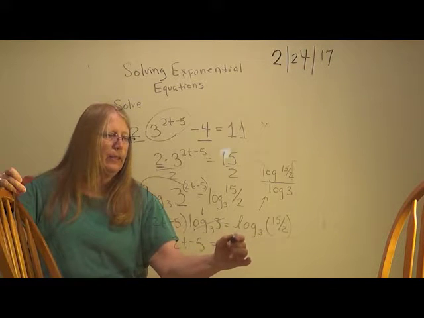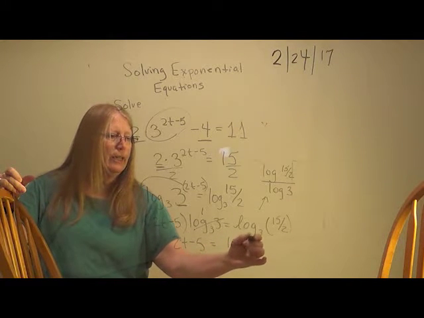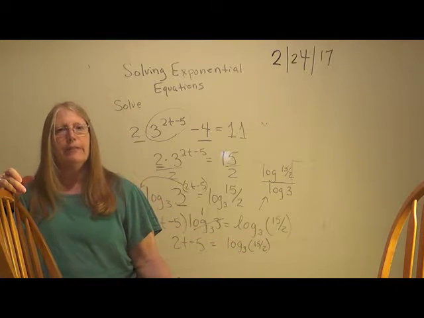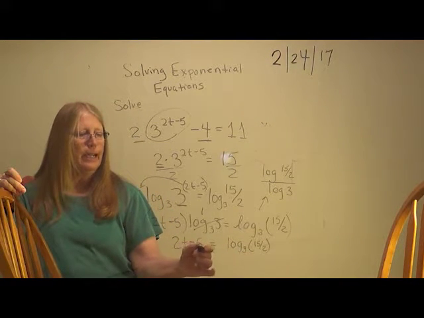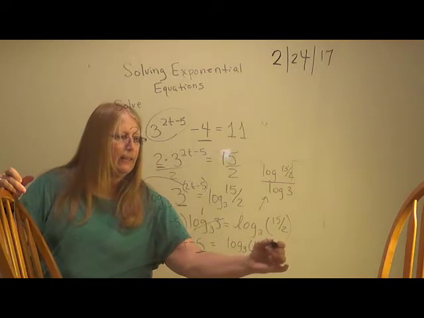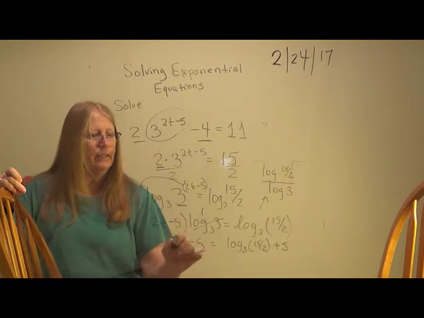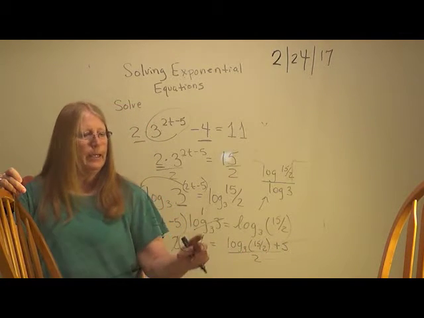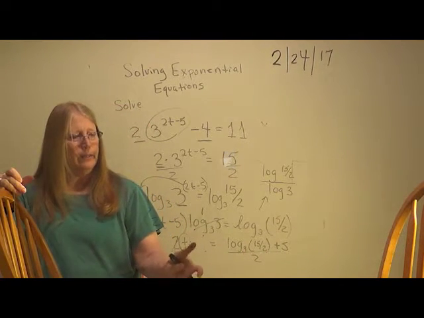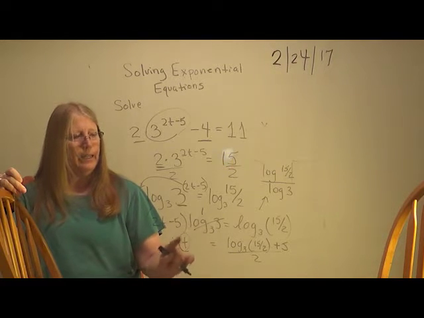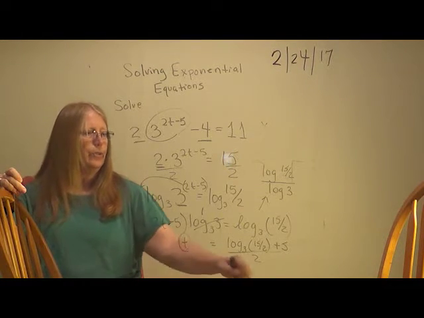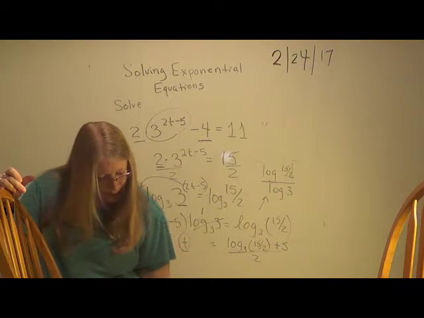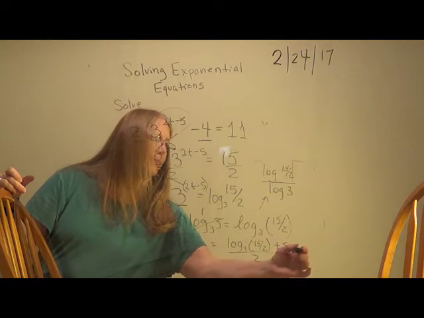So I'll put log to the base 3 of 15 halves. That's easy enough to find on our calculators. Then I'm going to add 5 and divide by 2, so that will get t isolated by itself. Moving the 5 over and dividing by 2, I get t equals this. Now that I did get the final answer for, and I got 3.4.